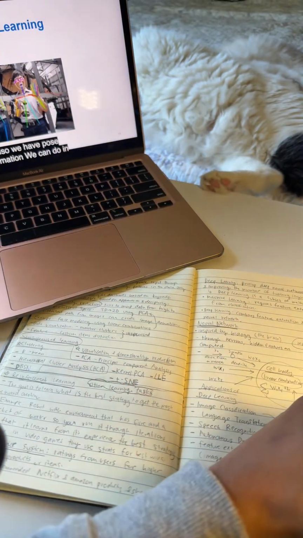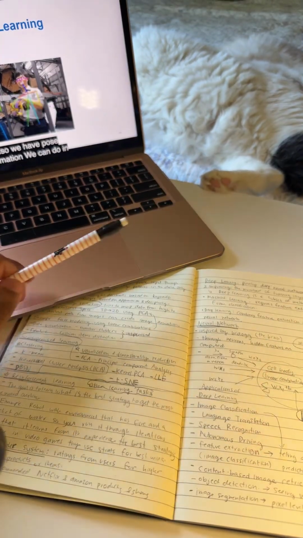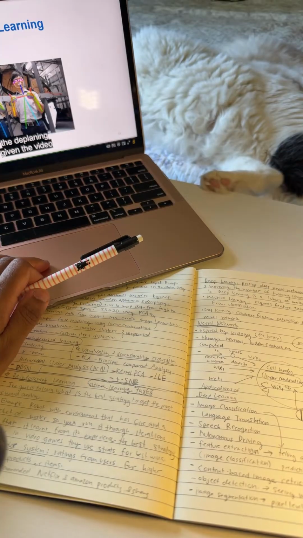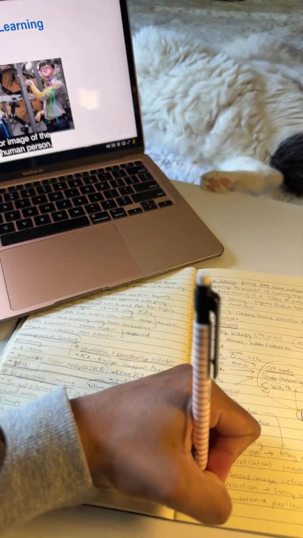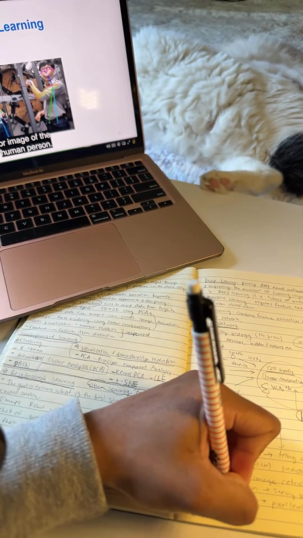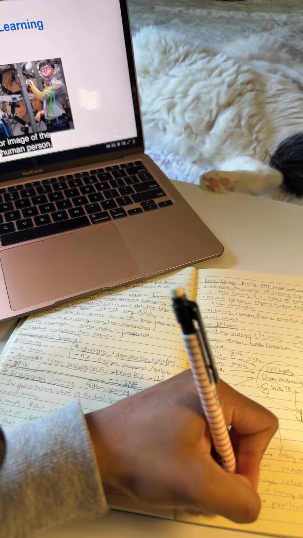Also, we have pose estimation. We can do this in deep learning, right, given the video or image of a human person. Here are some examples of pose estimation.